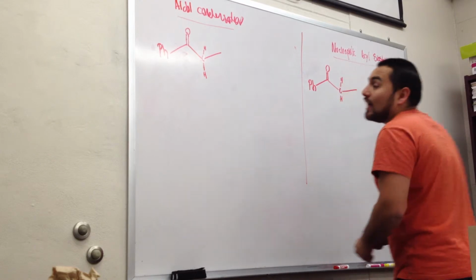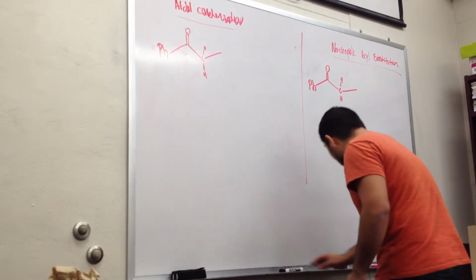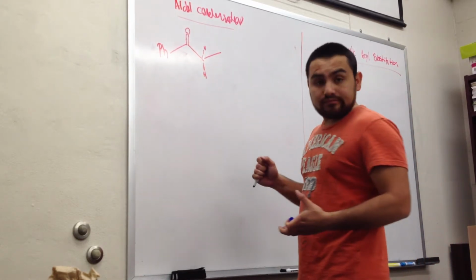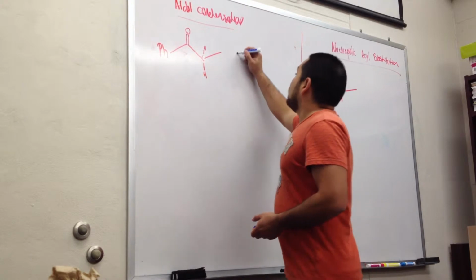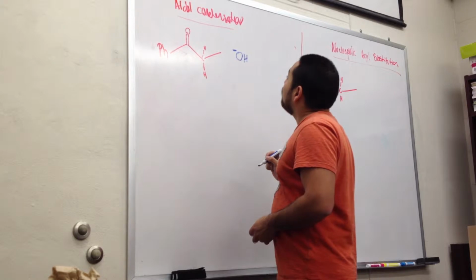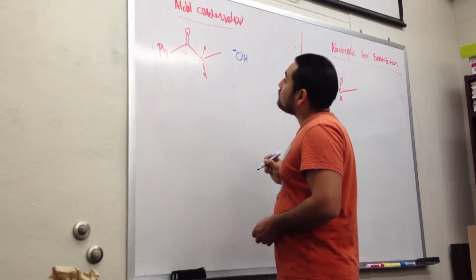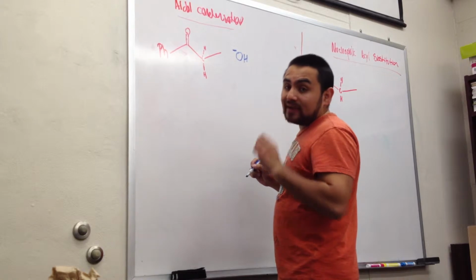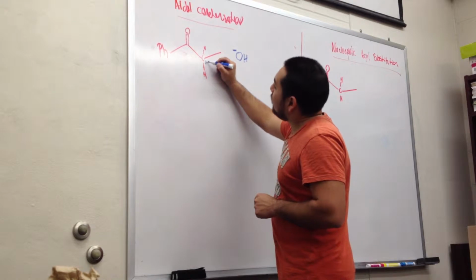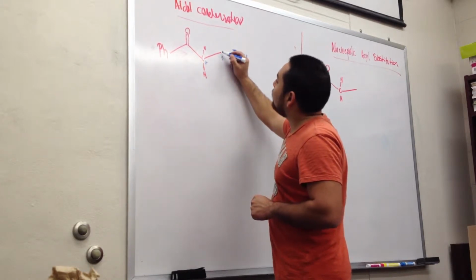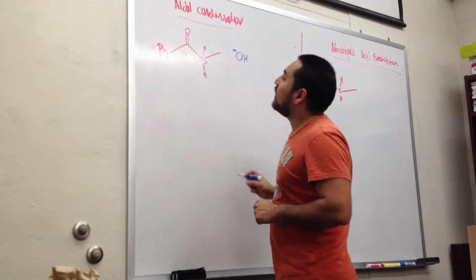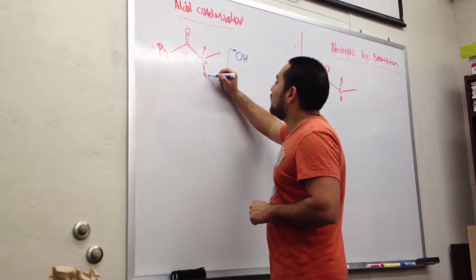Aldol condensations occur with base. Whenever there is a base near a carbonyl compound, bases near carbonyl compounds will go for the alpha hydrogens. These are the alpha hydrogens. These are the beta hydrogens. The ones that will go with this method are the alpha hydrogens. Bases will go with the alpha hydrogens.